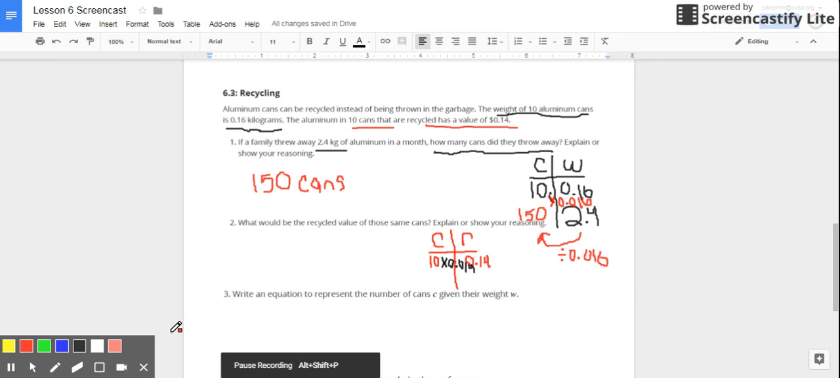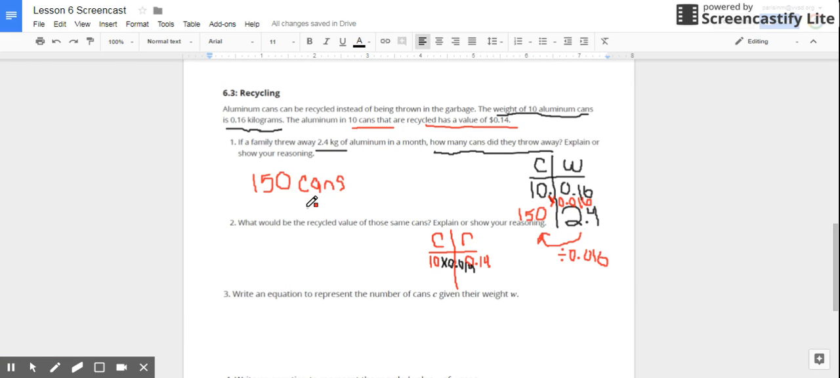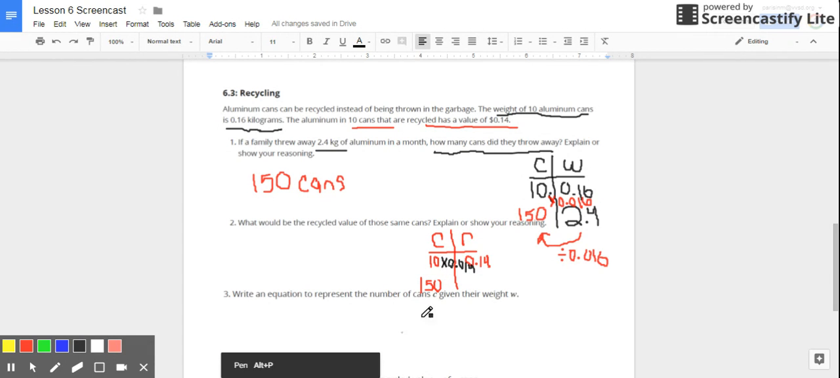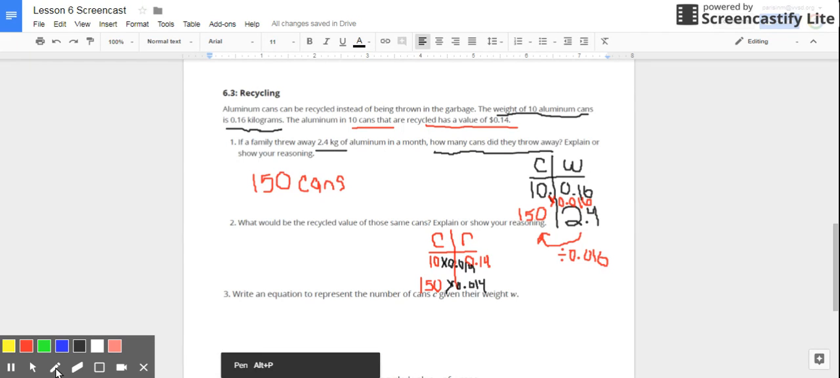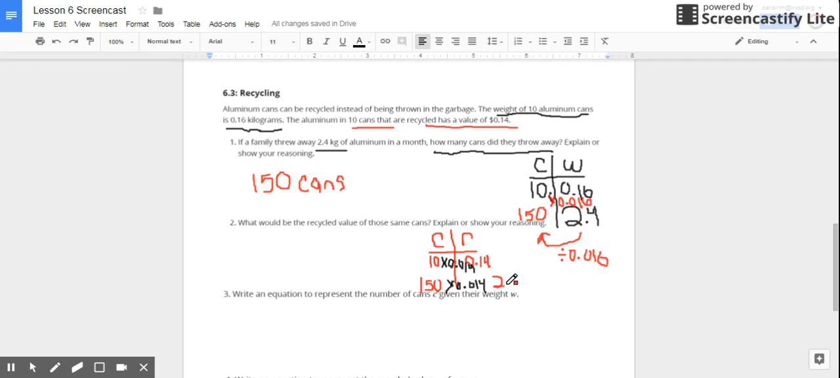Now I'm going to read back my question: what would be the recycled value of those same cans? If I have 150 cans, I need to multiply 150 times my constant of proportionality of 0.014. And when I do that, I get 2.10, which is $2.10. So my recycled value is $2.10.